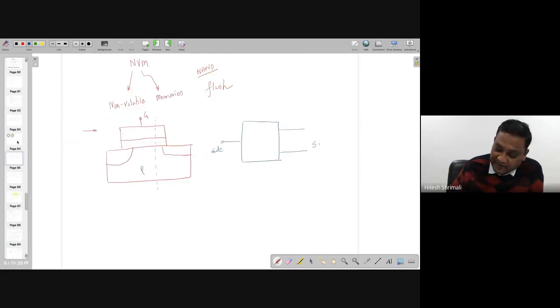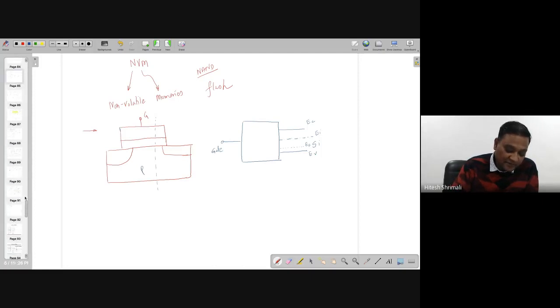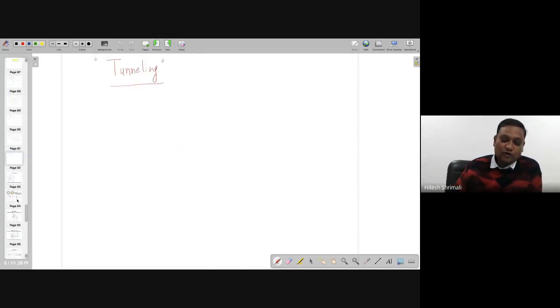If it is P type, the Fermi potential will be here, and this will be the conduction band, this will be the valence band, and the middle one will be the intrinsic level, right? So this is the way to draw it. With the metal work function and other things you need to consider for the derivation, but I'm not going into detail for that. I'm interested in the fact that you know what is happening with the available voltages.